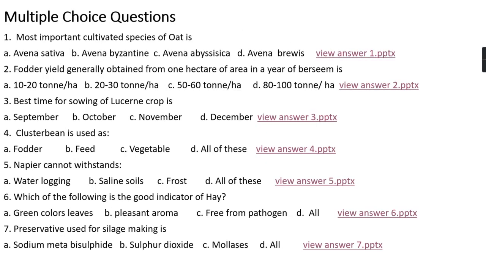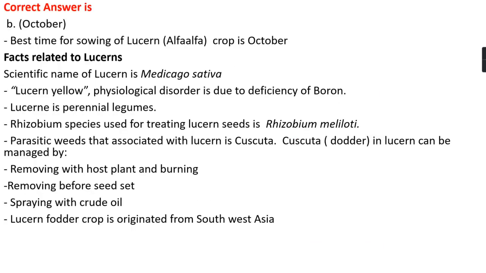Okay. Question number three. Best time for sowing of lucerne crop is option A September, option B October, option C November, option D December. The right answer is option B, that is October. Best time for sowing of lucerne, that is alfalfa crop, is the month of October. Let's see some other facts related to lucerne, like the scientific name of lucerne is Medicago sativa.